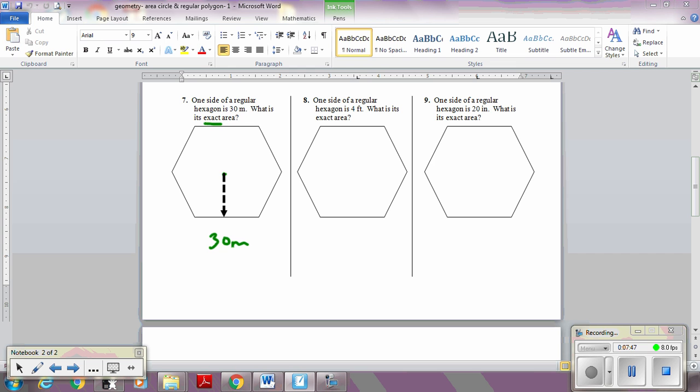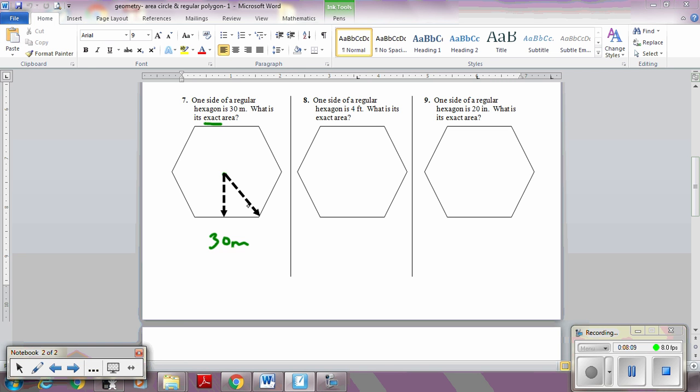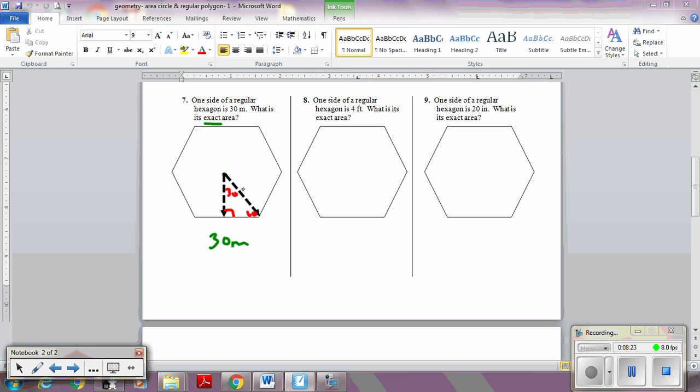your apothem, and then from the radius, the apothem and the radius form a 30, 60, 90 triangle. This is 60. Here's your right, and there's your 30. Again, the hypotenuse is the radius, and this is your apothem.